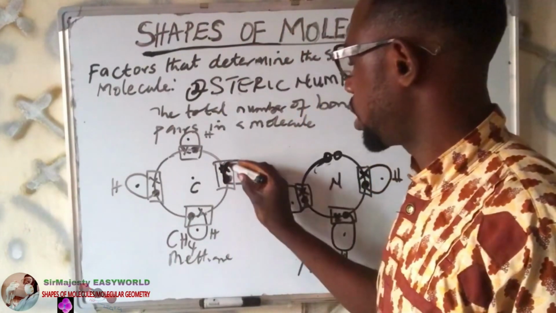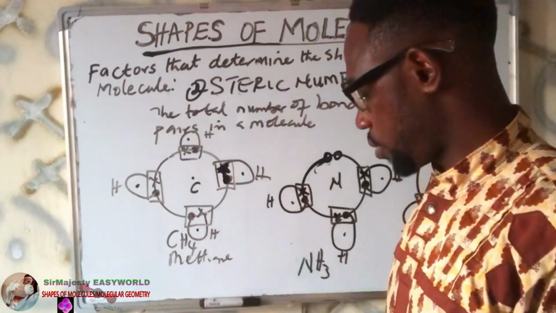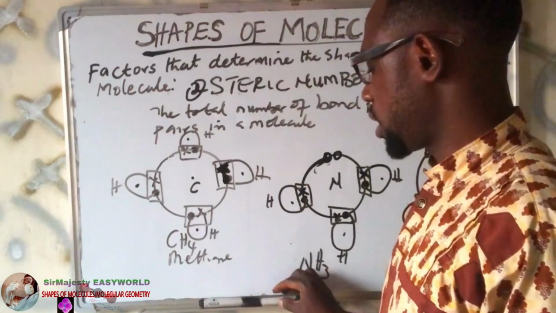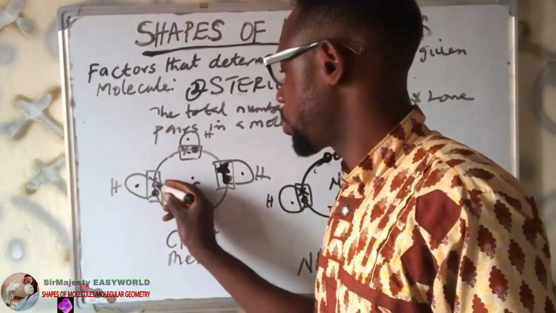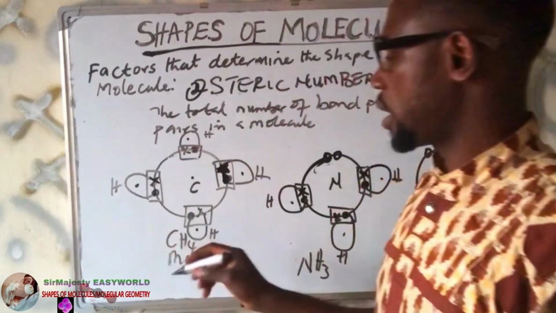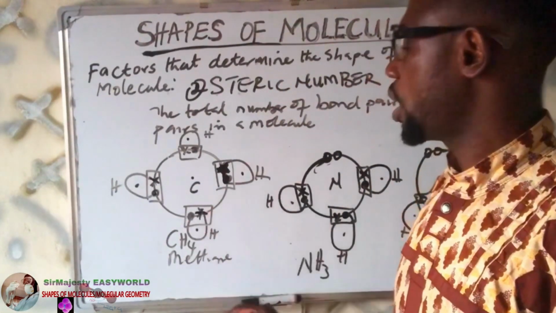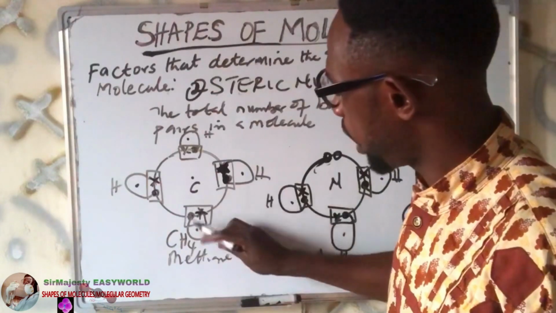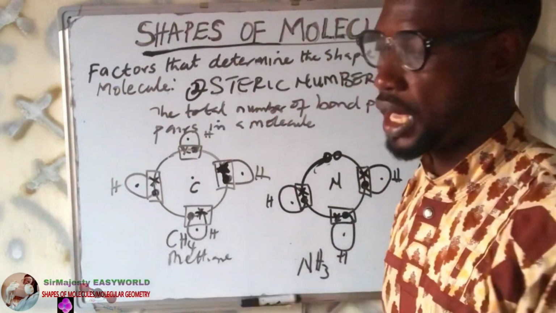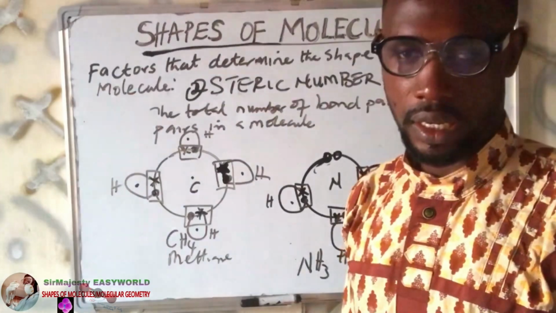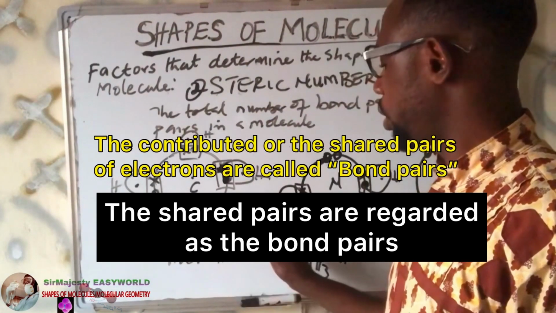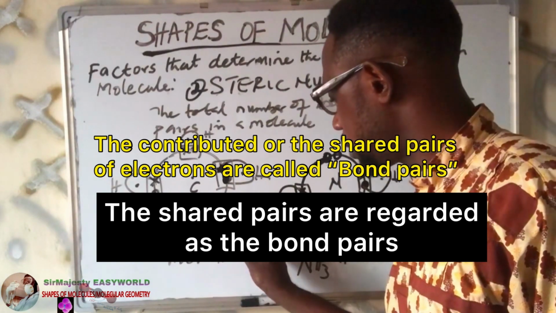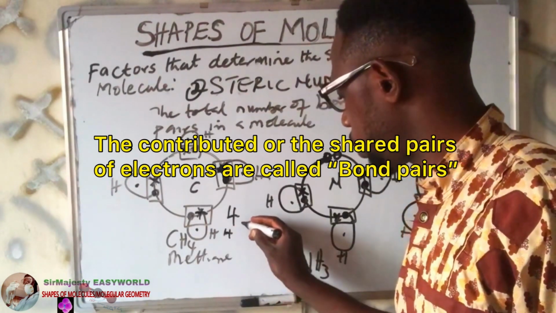The cross here represents the electron from hydrogen, while the dot represents the one from carbon. You can use cross for carbon and dot for hydrogen. This is what we call the cross and dot diagram, just to know the contributions. So they are all paired. Contributed pairs are what we call the bond pairs in a covalent molecule. So the steric number here is 4. But what makes it up? 4 bond pairs and what?